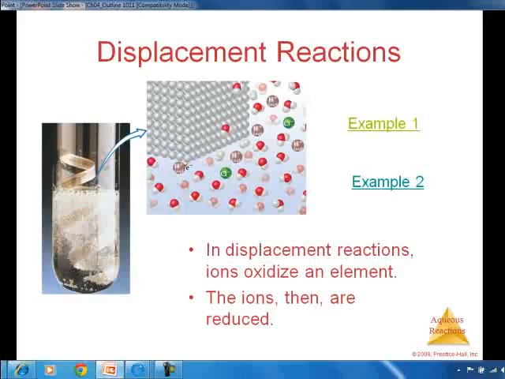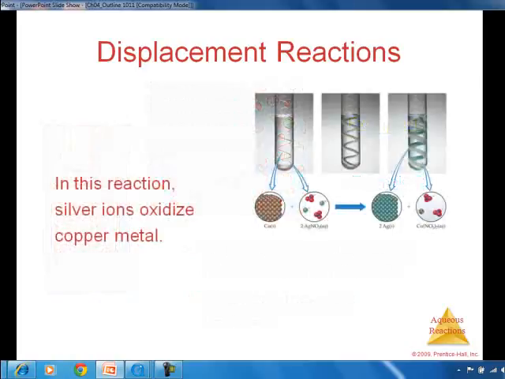So in a displacement reaction, what we've called these before, we refer to them as single replacement or single displacement reactions. Ions are going to oxidize an element. The ions themselves are reduced. And we just saw that.